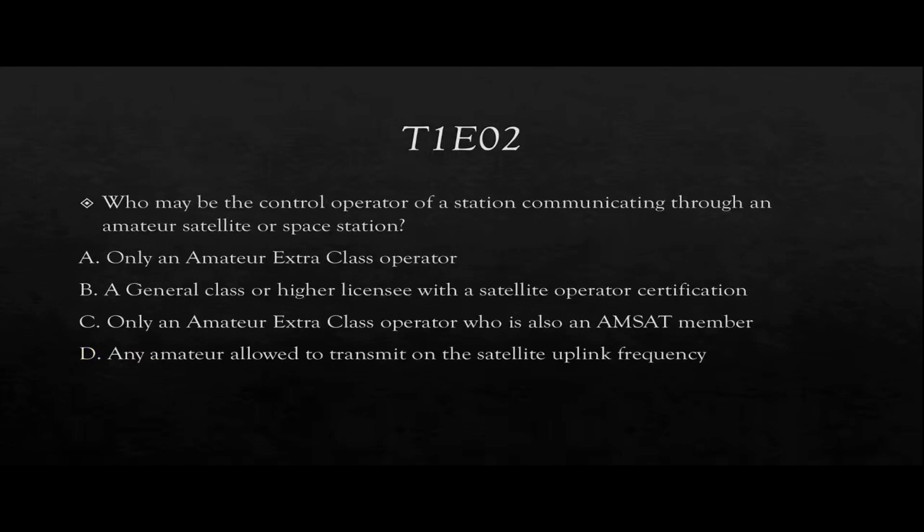Question 2. Who may be the control operator of a station communicating through an amateur satellite or space station? A, only an amateur extra class operator. B, a general class or higher licensee with a satellite operator certification. C, only an amateur extra class operator who is also an AMSAT member. Or D, any amateur allowed to transmit on the satellite uplink frequency. Correct answer, D. Any amateur allowed to transmit on the satellite uplink frequency.